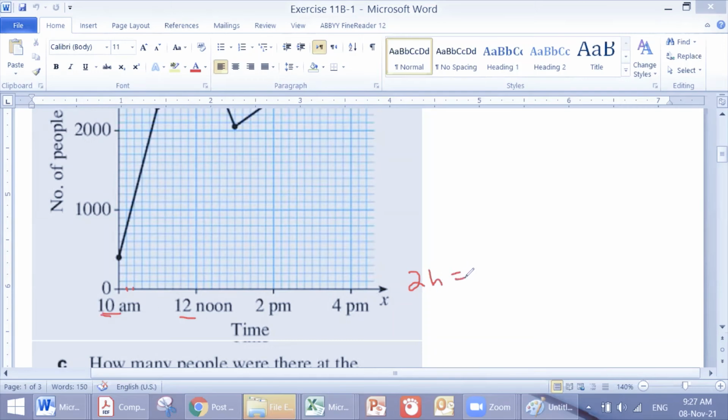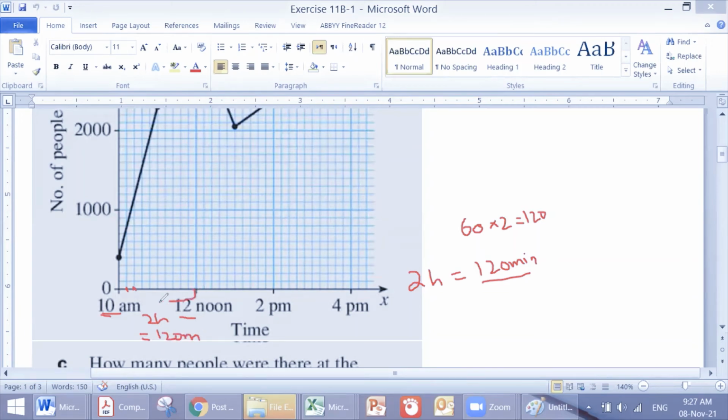And you know that if you want to change 2 hours into minutes, in 1 hour there are 60 minutes, so for 2 hours, 60 multiplied by 2 will be 120 minutes. So in 2 hours we have 120 minutes. And I want to find the minutes for this small division. What is the minutes for this small division? What I will do is divide it by the total number of divisions between these two.